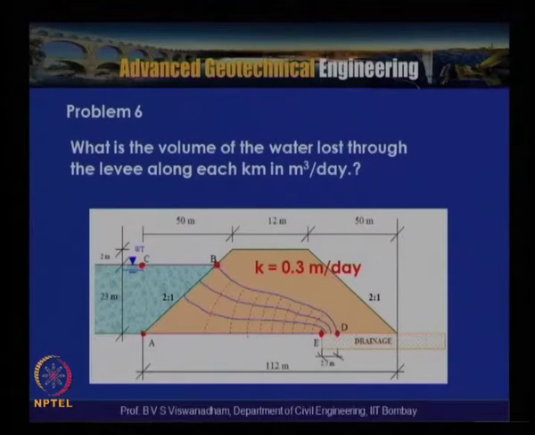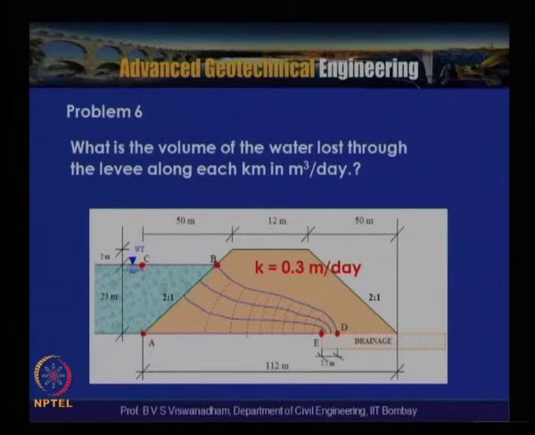So in problem 6, a levee section is shown. Here a levee section is constructed. A levee is generally an embankment constructed along the river to prevent the river water from entering the downstream side of the land.